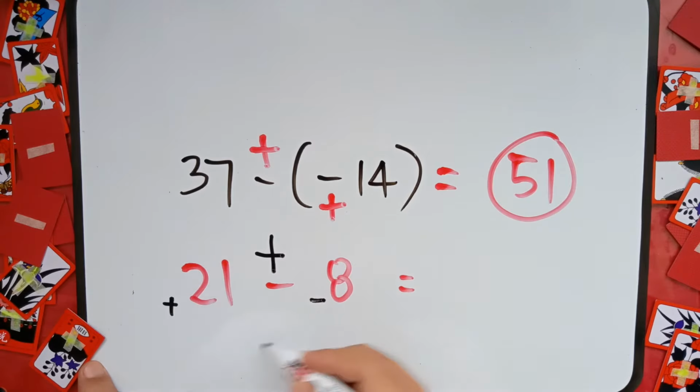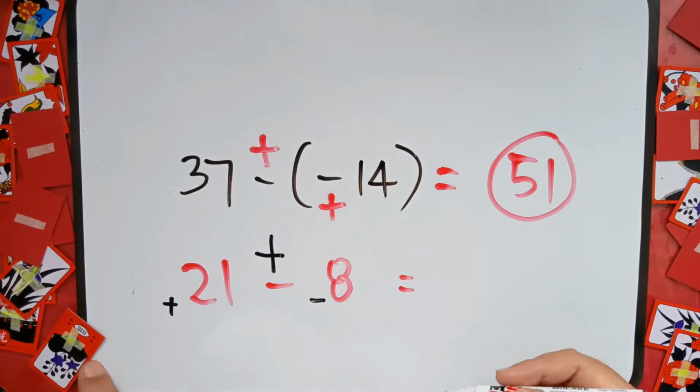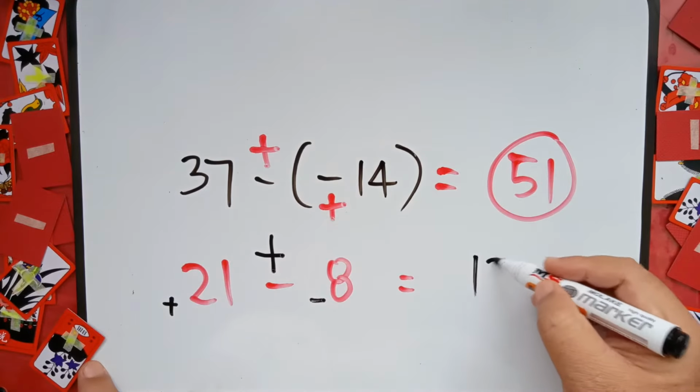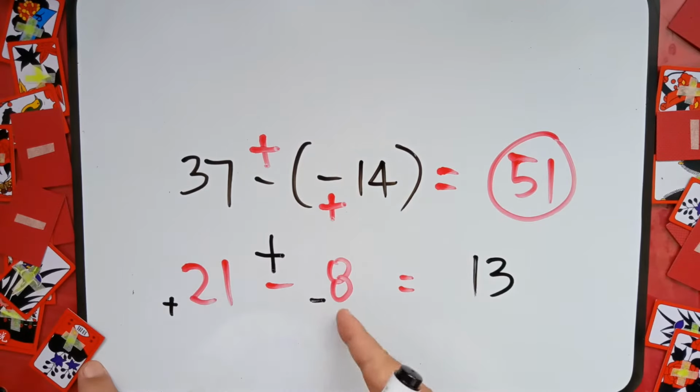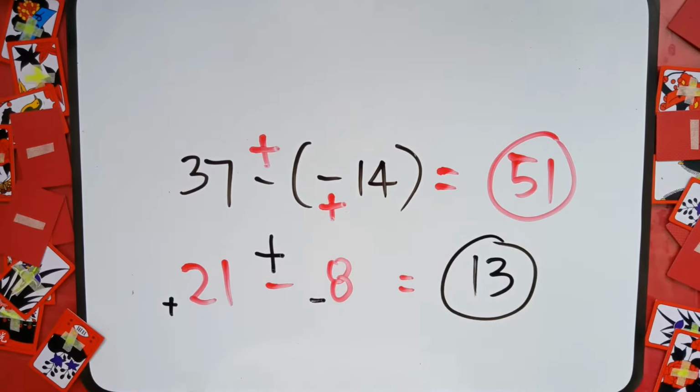Positive, negative, different sign. You have to subtract the absolute value. 21 minus 8, 13. Then copy the sign of the greater number. Which is greater, 21 or 8? 21. And the sign is positive. So the answer is 13. Okay, let's try another one.